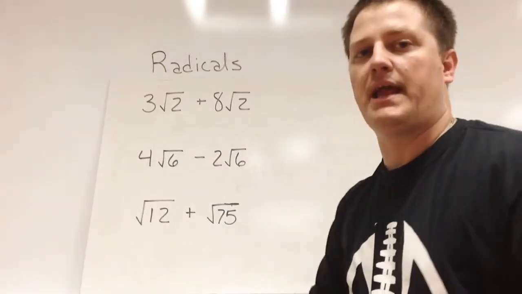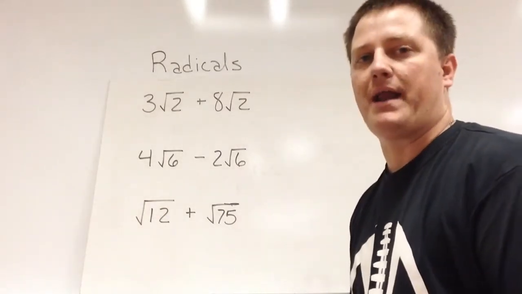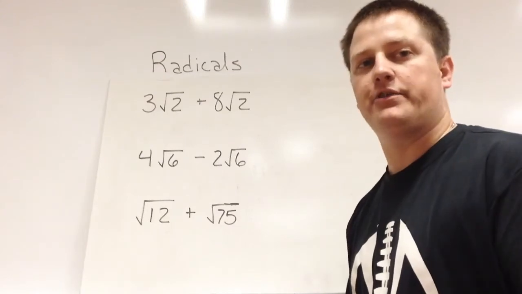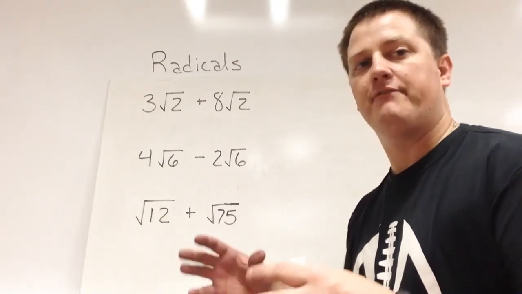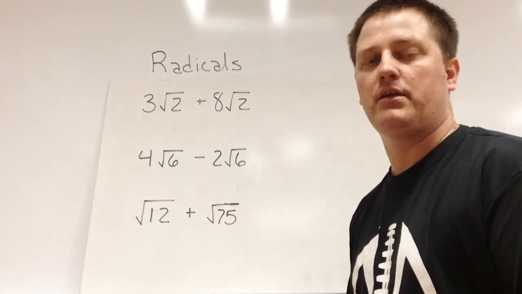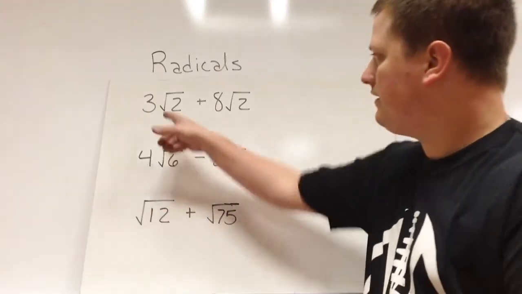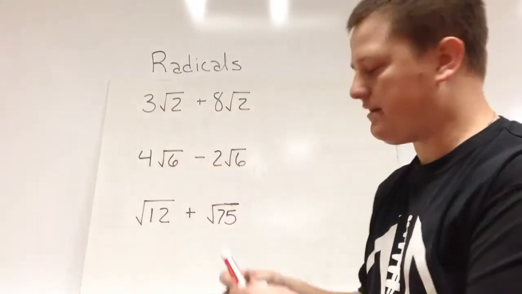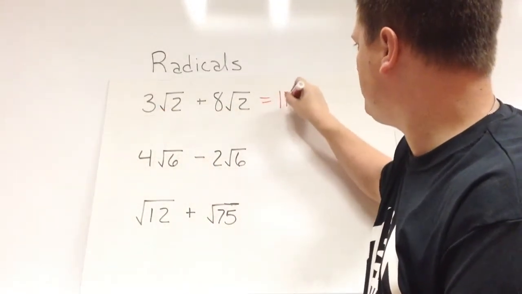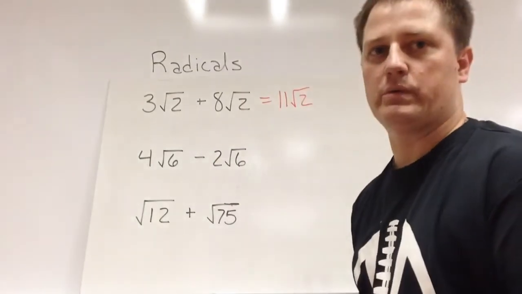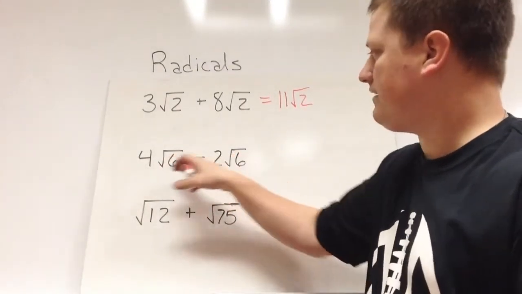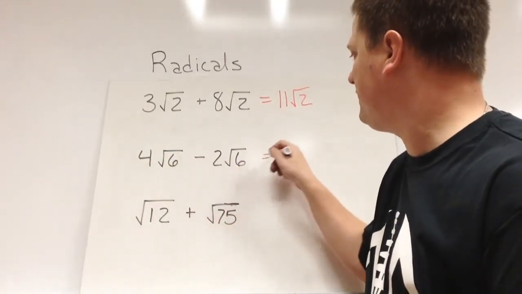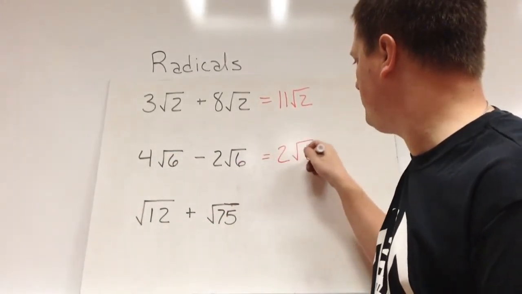One of the reasons that we like to simplify a radical is so that we can then add like radicals. So think of it like combining like terms. If you have the exact same radical, you can add or you can subtract. Notice both have a square root of 2, meaning we can add the 3 and the 8. So this becomes 11 square root 2. Both of these have the square root of 6, so we can subtract 4 minus 2 gives us 2 radical 6.